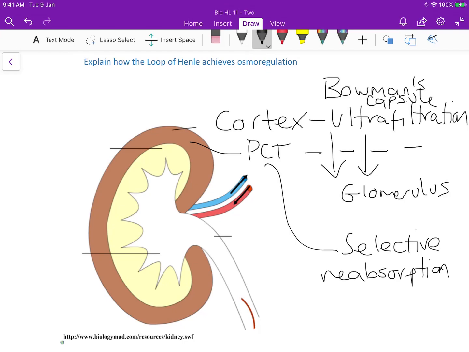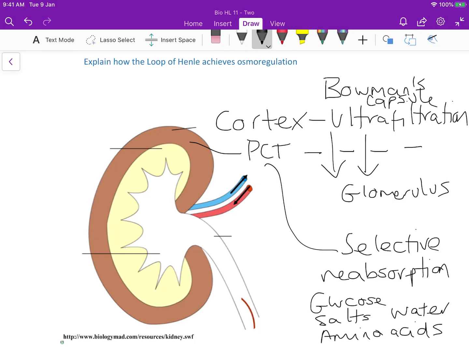So that was taking back things like glucose, salts, water, amino acids, and small proteins.